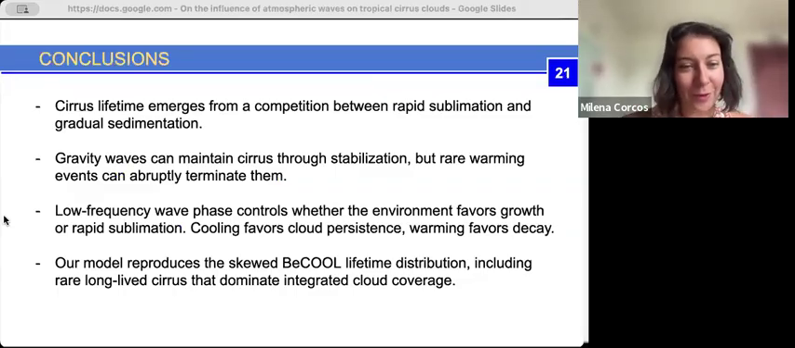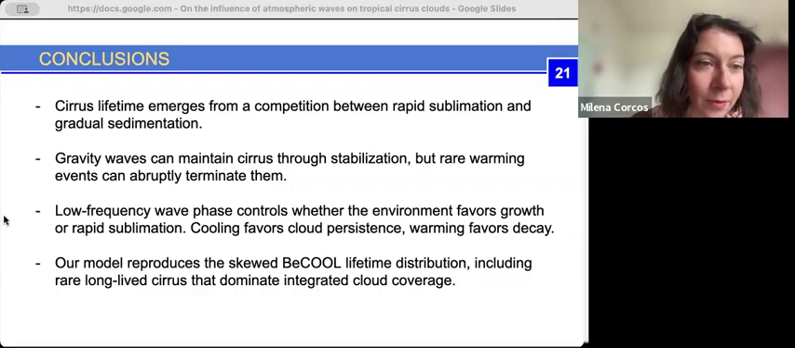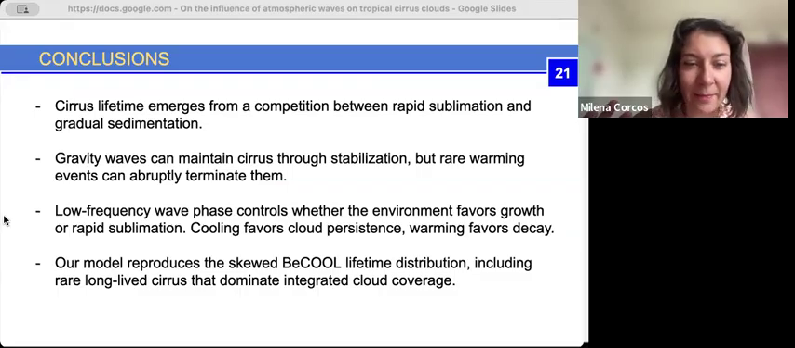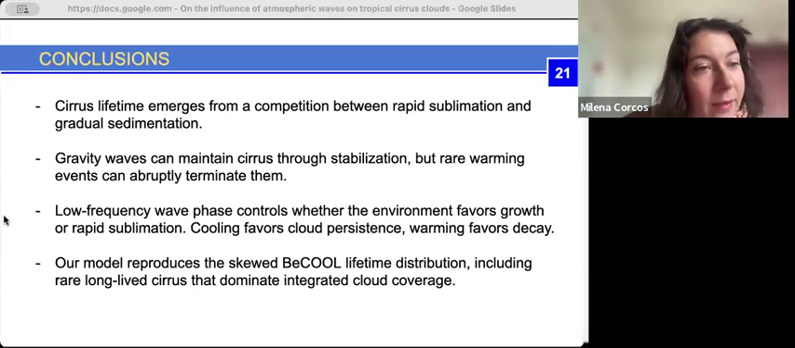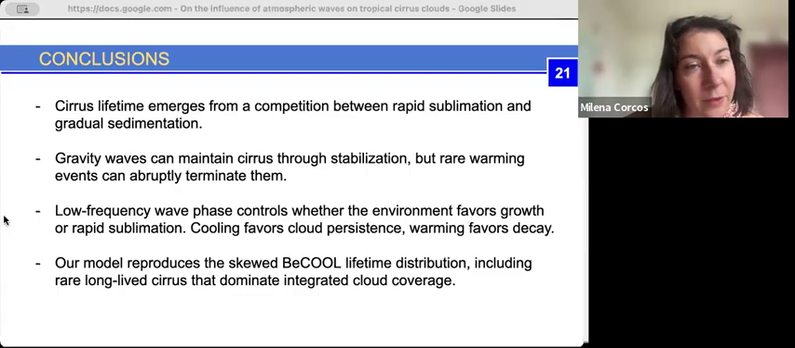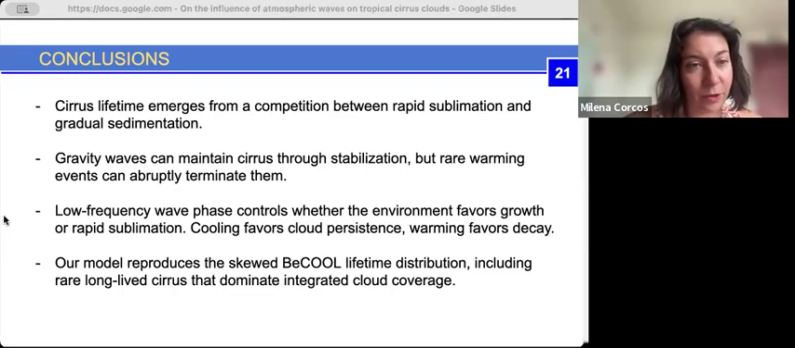So if I want to conclude on these two first questions with just 4 key points, we found that the cirrus lifetime emerges from a competition between rapid sublimation and gradual sedimentation. We found that gravity waves can maintain a little bit the cirrus through this stabilization regime, but at the end of the day, rare warming events can just abruptly terminate the cloud and overall shorten the cloud lifetime. Low frequency waves control whether the environment favors growth or rapid sublimation. And we found that our model reproduced a skewed BCool lifetime distribution, including these rare long-lived cirrus clouds.